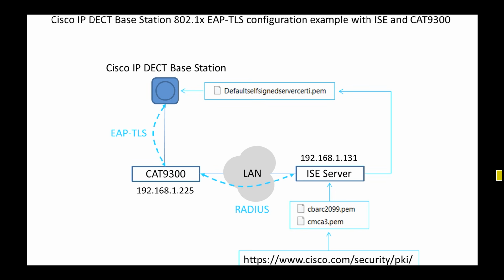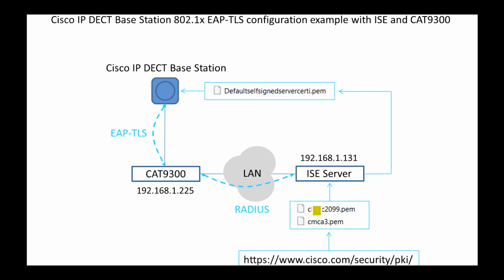In this video, we'll take a look at deploying the Cisco IP DECT base station using 802.1x EAP TLS, and ISE needs to be configured. I'm using version 3.4 and a Catalyst 9300 switch. We're going to be leveraging the MIC, or Manufacturer Installed Certificate.